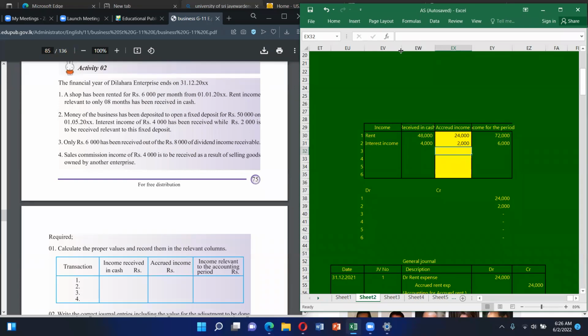Okay, next one. Only 6,000 rupees has been received out of the 8,000 rupees of dividend income receivable. So write it down: dividend income. Altogether 8,000 is your income, and 6,000 has been received. So the remainder is 2,000.